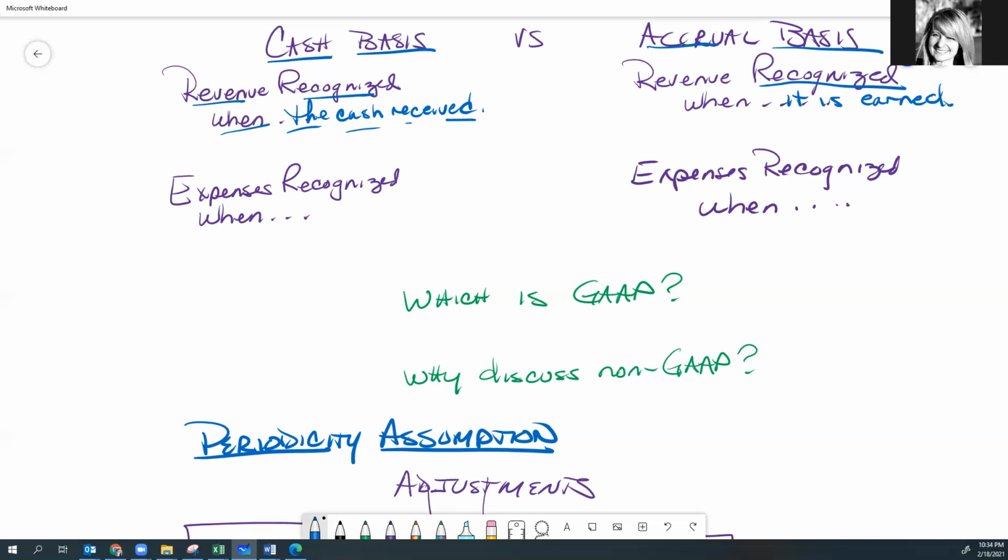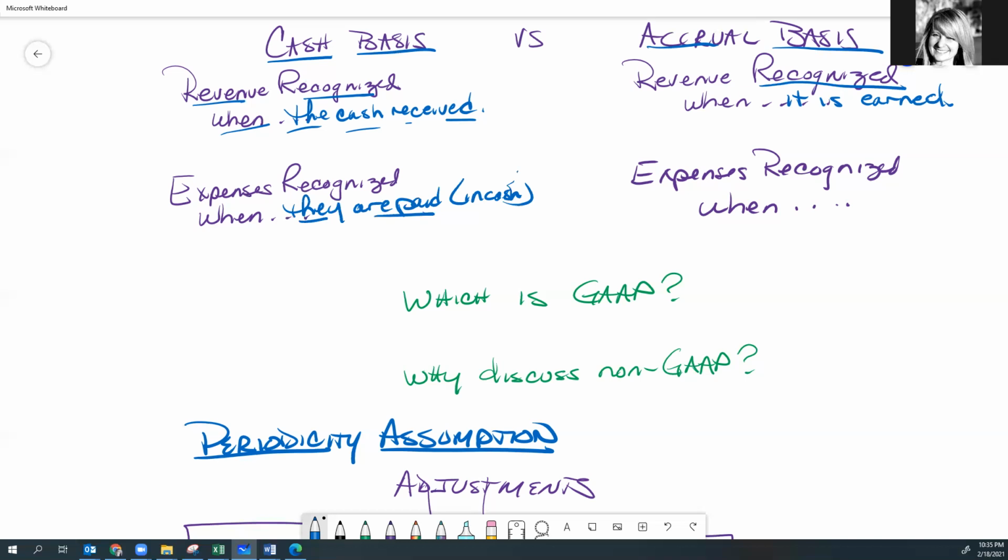Okay, so let's talk about expenses then. Again, under the cash basis of accounting, expenses are going to be recognized when they are paid in cash. So it's going to follow the cash. If we paid our rent for next month this month, we would have an expense this month. Why? Because that's when we are using our cash and paying for it. And so again, the expenses follow the cash.